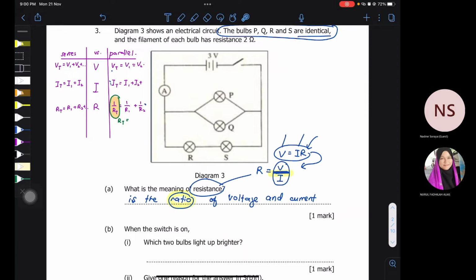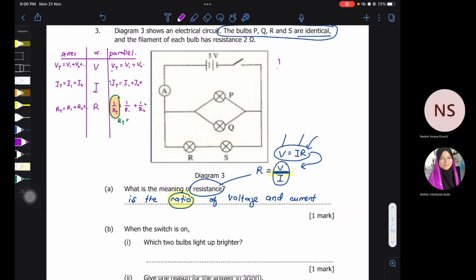Okay, kita tengok. Kalau R and S, they are in series or parallel? They are in series. Jadi bila in series, kita tengok sini. Okay, dia punya total resistance akan jadi bertambah ke berkurang? Bila they are together in series. Dia akan bertambah, kan? Bila, let's say sini satu, sini satu. Satu tambah satu akan jadi 2. Tapi P and Q, dia macam ni cara tambah dia.